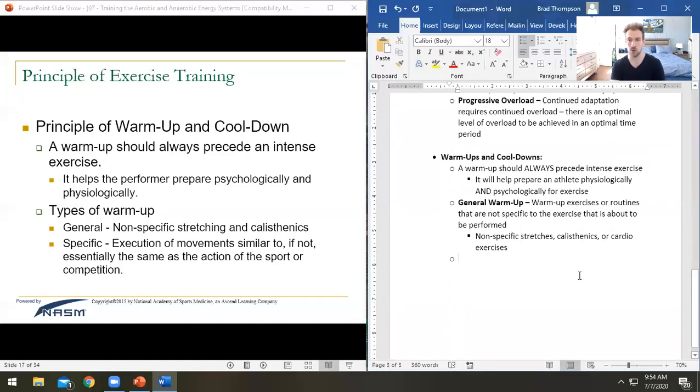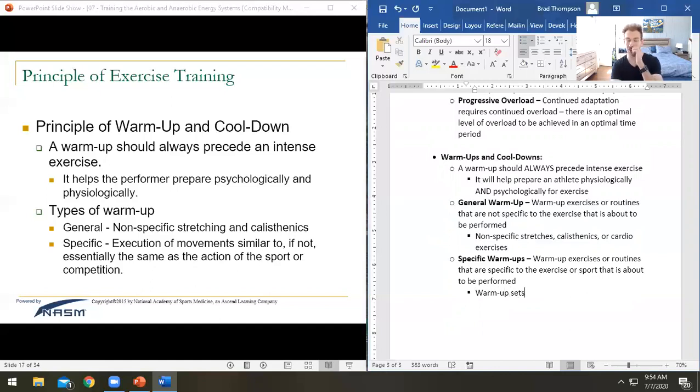But then we have specific warm-ups, and specific warm-ups are the ones that can sometimes have those athletic benefits, right? So specific warm-ups are warm-up exercises or routines that are specific to the exercise or sport that is about to be performed. Examples of this might be doing warm-up sets, for instance. That's a really good example.